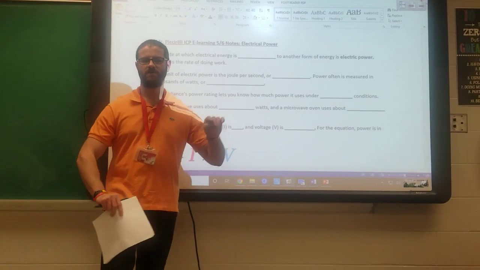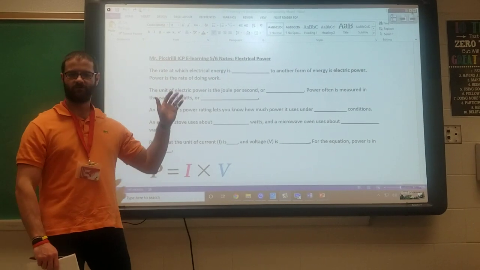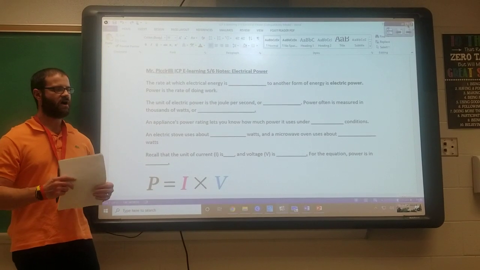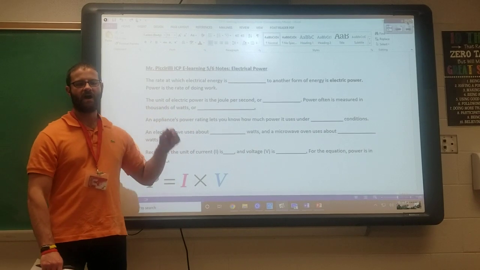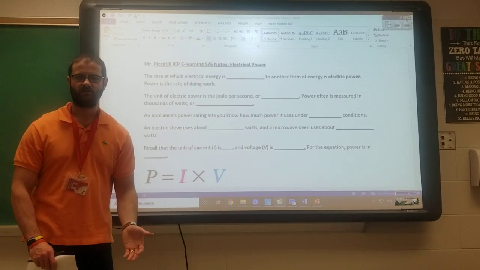So remember yesterday we used Ohm's law to calculate voltage, current, and resistance. We established a relationship that voltage equals current times resistance. Today we're going to look at calculating electrical power. We're going to see how electrical power is related to current and voltage.